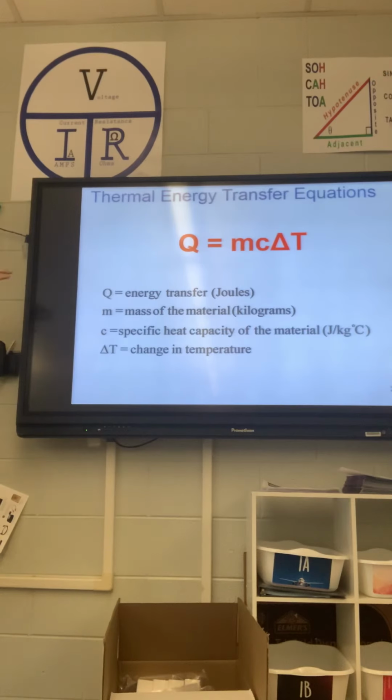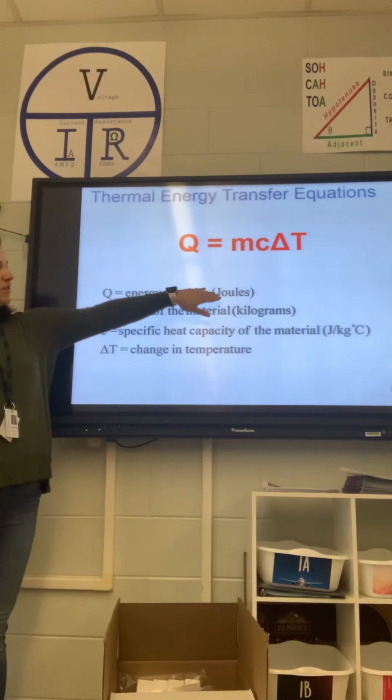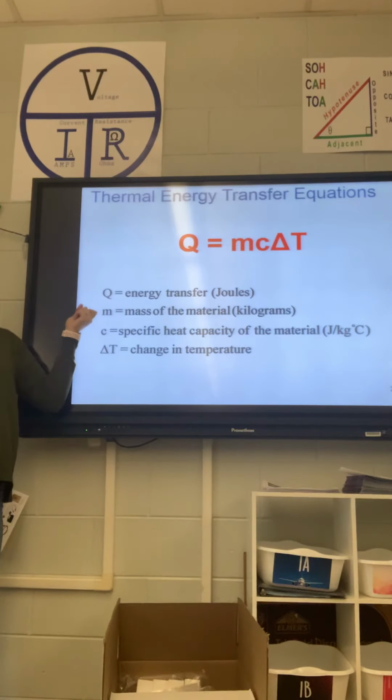So this equation is on there, and then what the variables mean. Q is energy transfer, and it's always going to be in joules. M is the mass of the materials, it's always going to be in kilograms. C is the heat capacity. You will always be given heat capacity. You will never have to do that on your own. And then delta capital T is change in temperature.